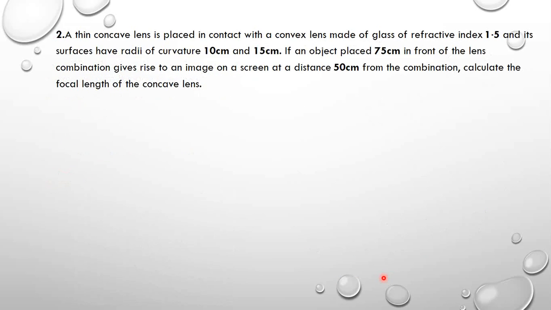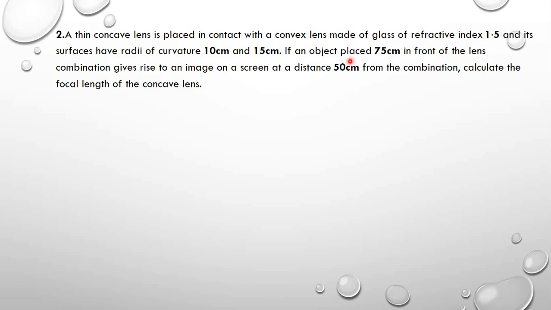A thin concave lens is placed in contact with a convex lens made of glass of refractive index 1.5, and its surfaces have radii of curvature 10 centimeters and 15 centimeters. If an object is placed 75 centimeters in front of the lens combination, it gives an image on a screen at a distance 50 centimeters from the combination. Calculate the focal length of the concave lens.